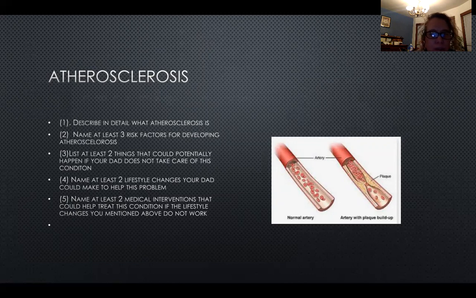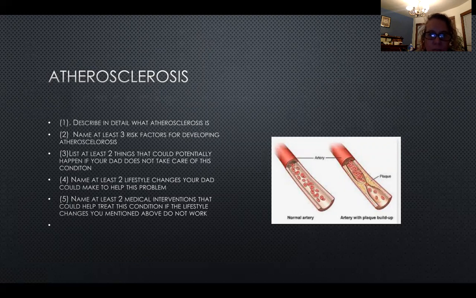So you try a couple of lifestyle changes. You could stop smoking, if you smoke, you can stop. You can change your diet. Try to eat diets high in vegetables, low in saturated fats and cholesterol. You could start to try to exercise more. So those are some lifestyle changes that you could do.